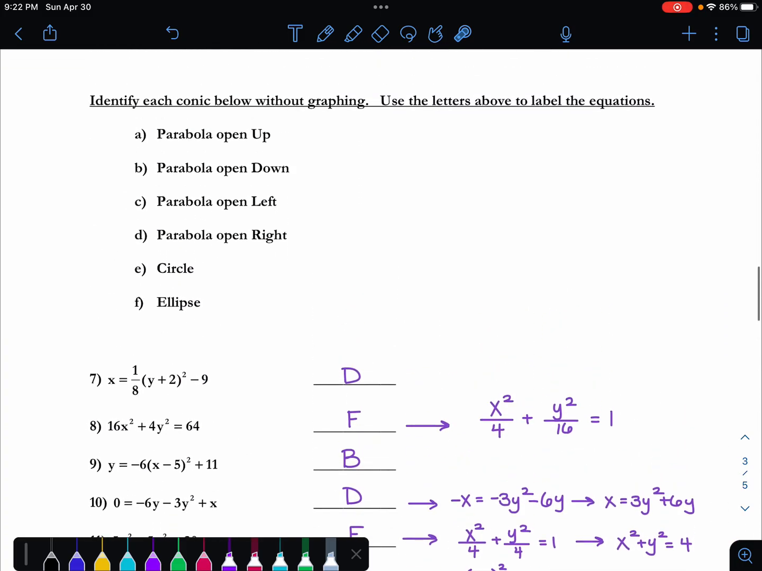So, quick review, our parabolas are always going to have only one of x or y squared; both x and y will not be squared.